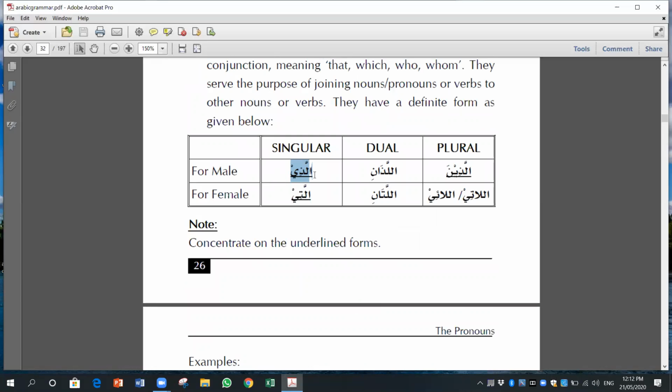So for male it is الذي, and for female it is التي. Okay, allati. Again, I told you, this ta mostly will come in female pronouns, right? So alladhi, allati for male, female. For dual, alladhi becomes alladhani, right? Qalamani, on the same pattern. And allati becomes allatani, right?